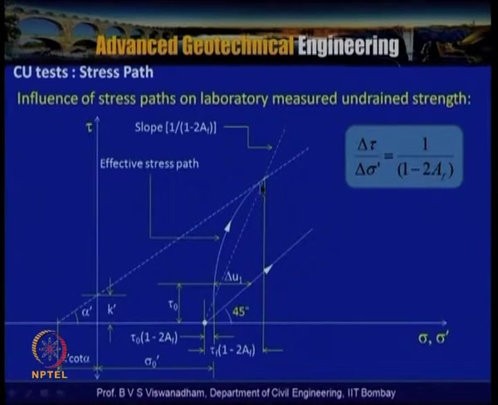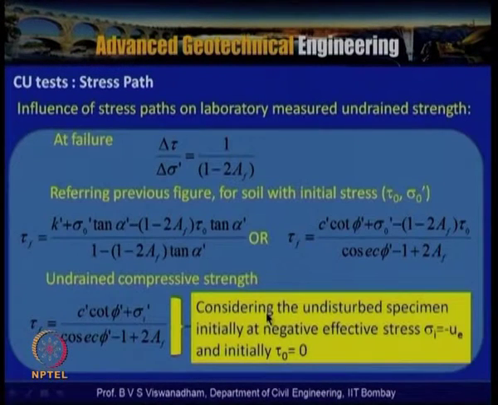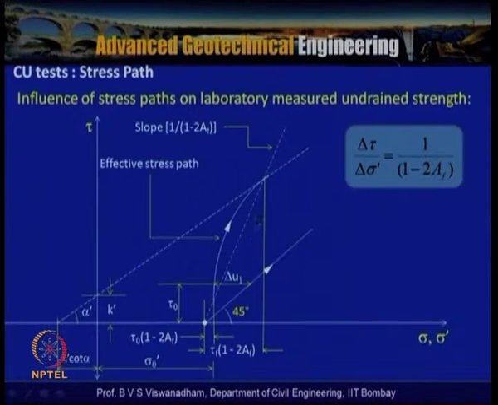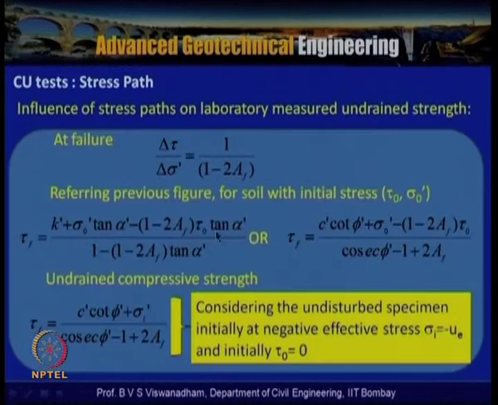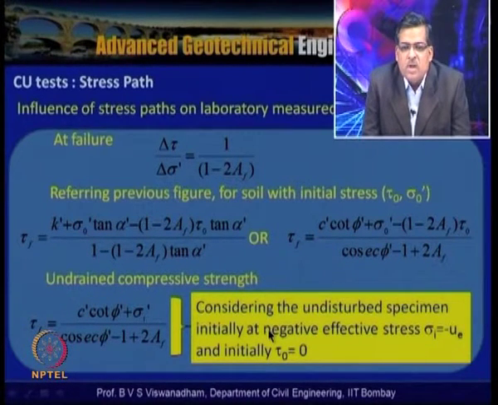So what we have written is this particular vertical ordinate, and that ordinate works out to be K dash plus sigma naught dash tan alpha minus 1 minus 2 AF tau naught tan alpha. The slope is known to you, and with that we can calculate. So we are subtracting, taking the net height, that is tau F, and with this we can simplify, saying that tau F is equal to C dash cot phi dash plus, in terms of C dash and phi dash parameters.